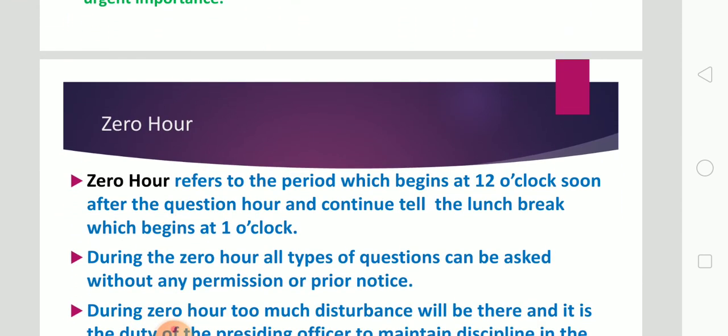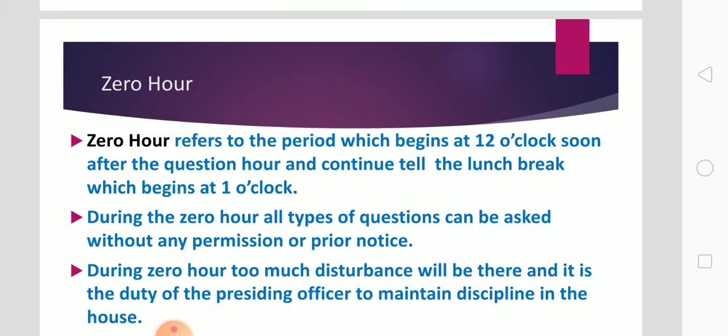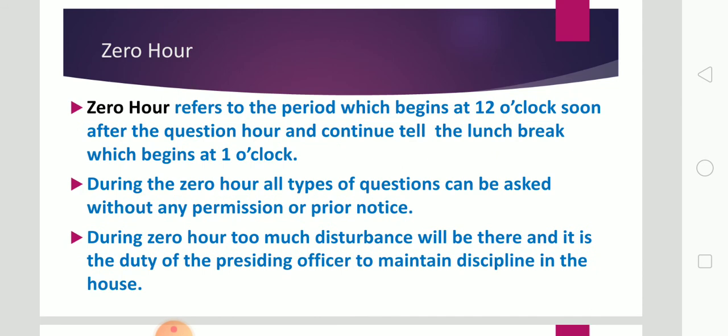Now, the next term is zero hour. Zero hour begins at 12 o'clock soon after the question hour and continues till the lunch break, which begins at 1 o'clock. We can simply say that the second hour of the parliament is called zero hour. It starts at 12 o'clock soon after the question hour and continues till 1 o'clock. At 1 o'clock, the lunch break will be there. During the zero hour, all types of questions can be asked without any permission or prior notice.